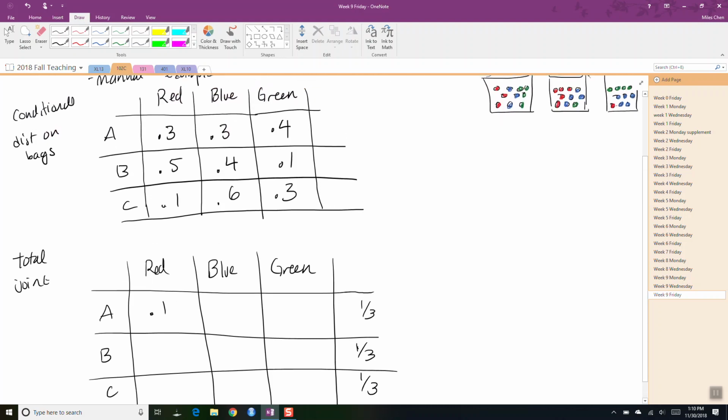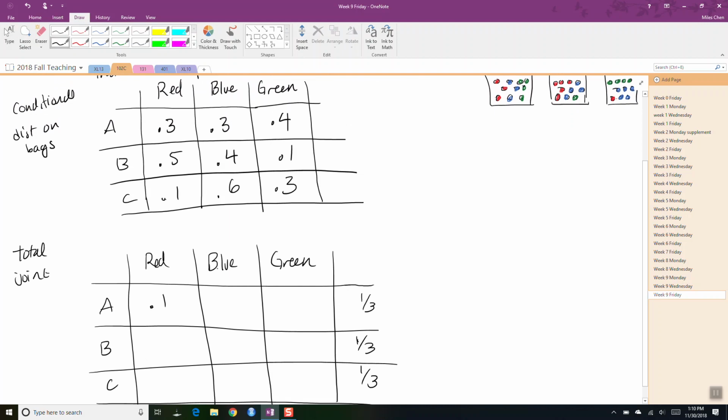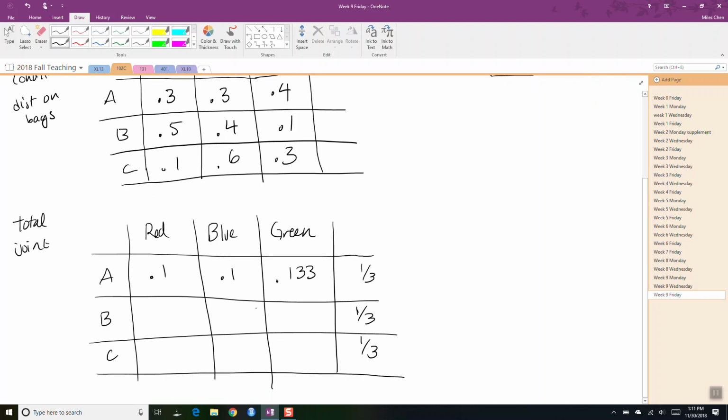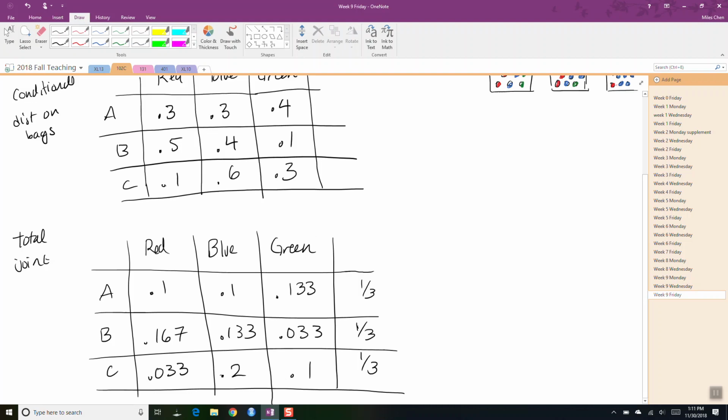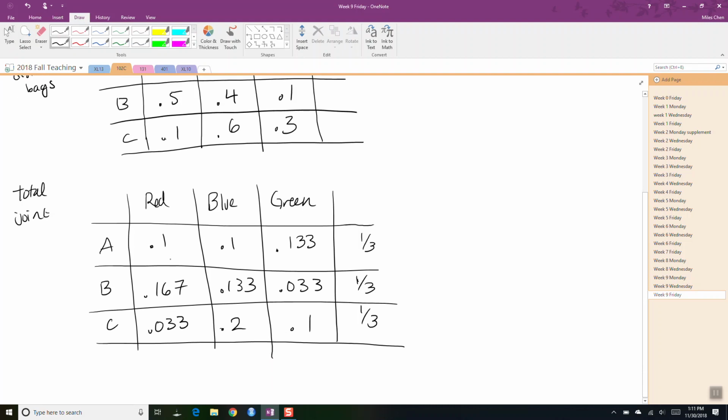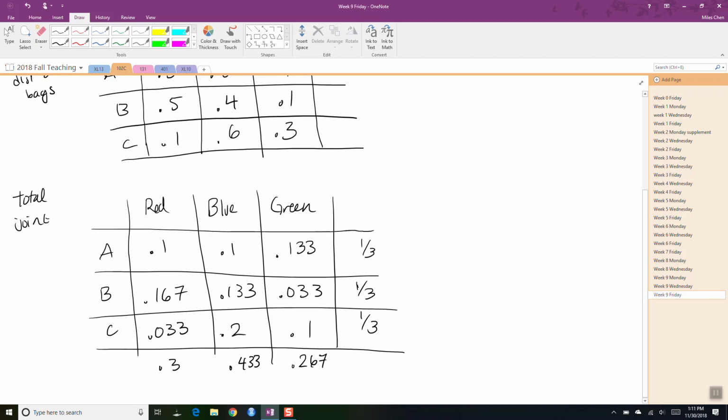And so here we have 3 out of 30 are red, 10%, and then 4 out of 30, so this is 0.133, and then 0.033, 0.133, 0.167, and then here 0.033, 0.2, and 0.1. Okay, and so the marginal probabilities here would be 0.3, 0.433, and 0.267.